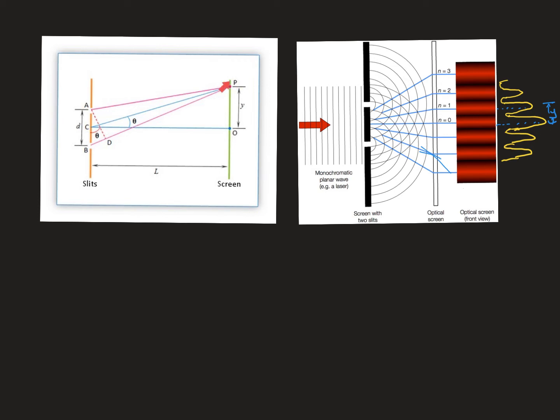So this is the first order maximum, where we see the first constructive interference from the midpoint. We call this the central maximum, or the zeroth order maximum, and this is the first order maximum. These two waves are constructively interfering, but their path lengths are different. If you look at the path length of this one and this one, they are different, but they can constructively interfere only if the difference is a multiple of the wavelength.